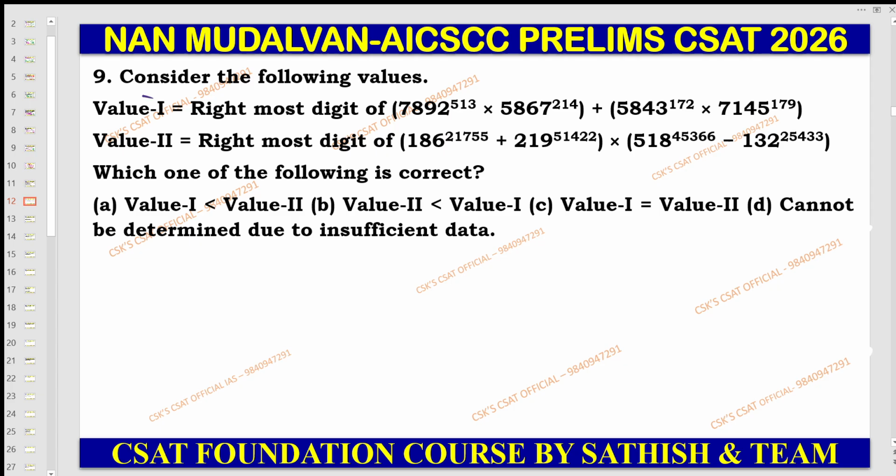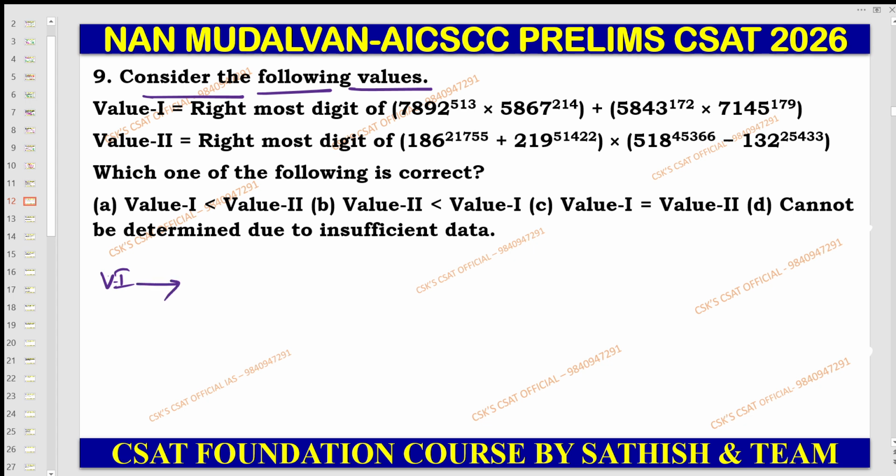Next step. Consider the following values. Rightmost value 1. UPSC nowadays gives a model with a value 1 and a value 2, then asks whether value 1 is lesser than value 2, or value 2 is greater than value 1. This is a recent 2025 question. If you see that question paper, this kind of comparison between values is there. Here we are giving it in terms of a digit based concept.